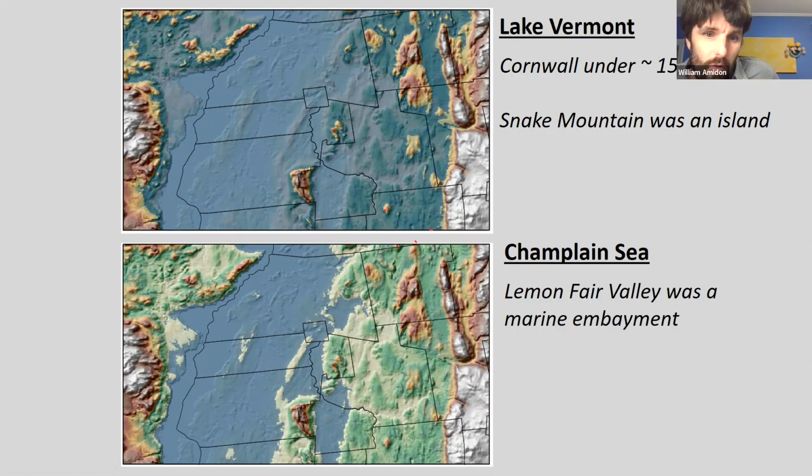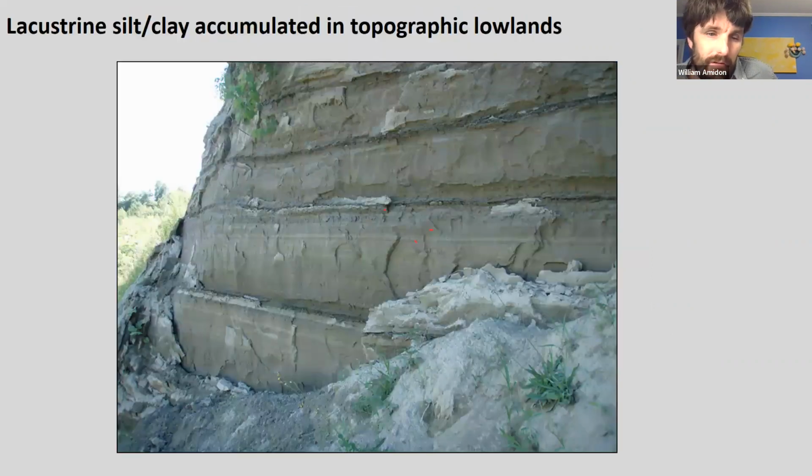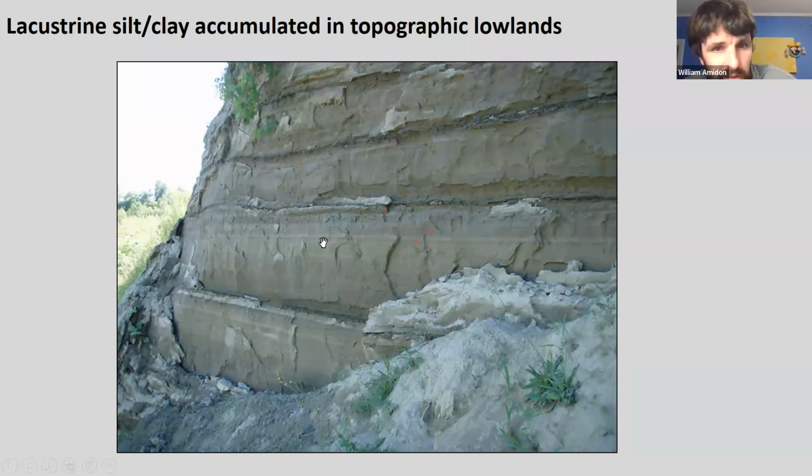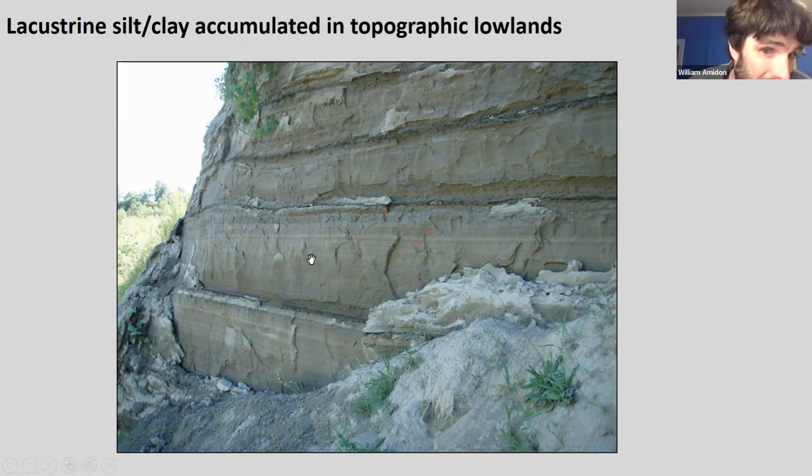Okay, so that's what it looked like. Why do we care? Lots of reasons. One important reason is that anywhere you have lakes and oceans, deep, calm water, you put down sediments. So this is a picture of lacustrine sediments. These are fine-grained silts and clays. These are the types of sediments that you accumulate at the bottom of a lake or an inland sea.